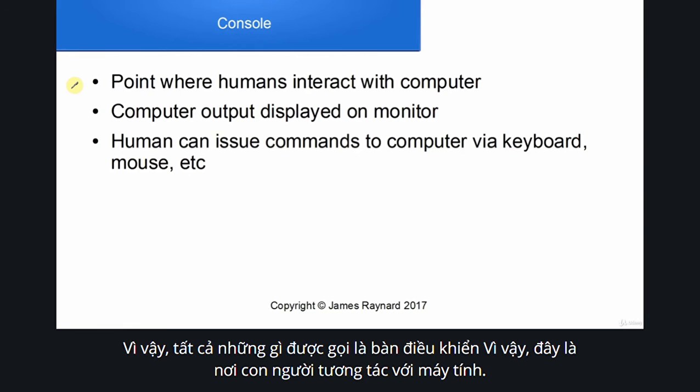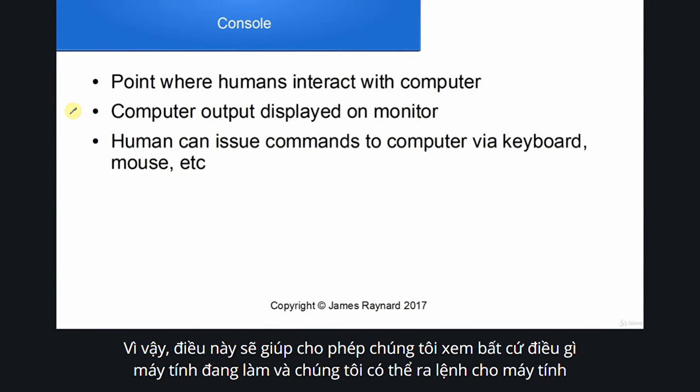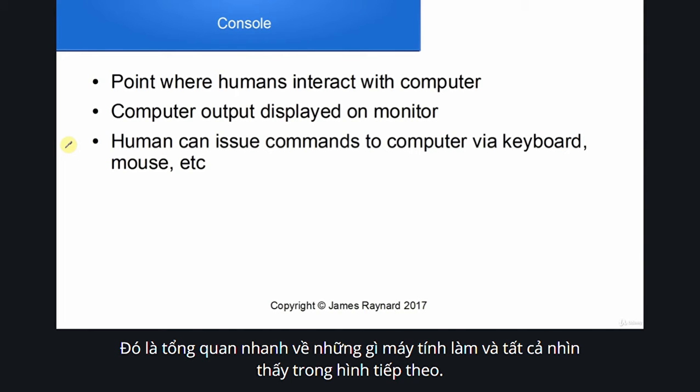All that's known as the console, so this is where humans interact with the computer. The monitor will display output, so this will enable you to see whatever the computer is doing. And we can issue commands to the computer using the keyboard or the mouse. Okay, so that's it. That's a quick overview of what computers do, and I'll see you in the next lecture.